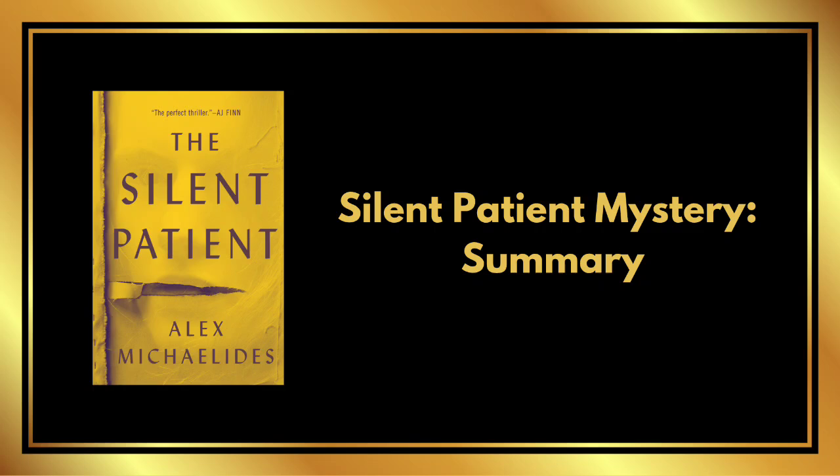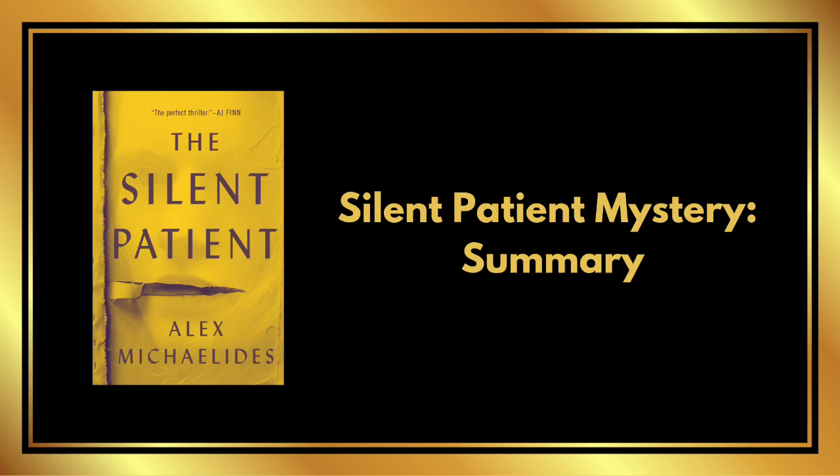This summary will break down the novel into key sections. The crime and its aftermath. Theo's investigation and Alicia's past. Unraveling the mystery. The shocking twist and final revelation. Themes and deeper meanings. Now, let's dive into the story.